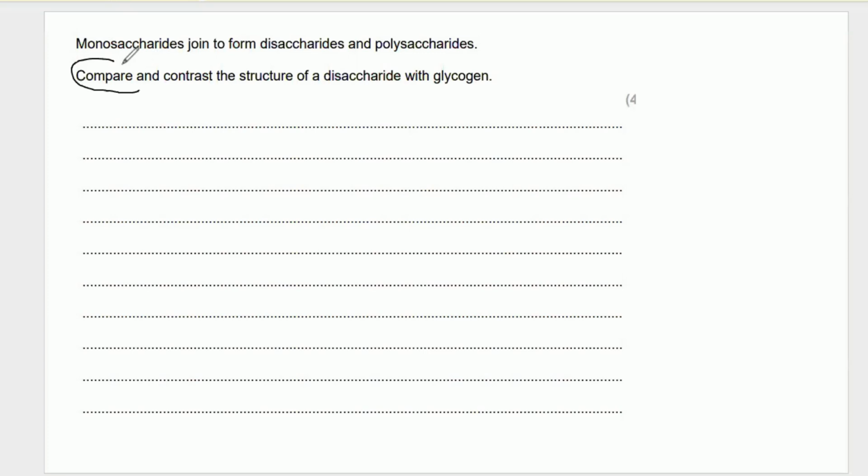Compare and contrast the structure of a disaccharide with glycogen. I've already done this with, was it maltose and glycogen we did earlier? So compare means the same. Contrast means different. Pause the video. Have a go. You should be able to get this by now.